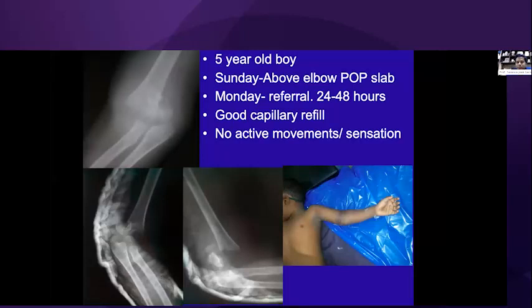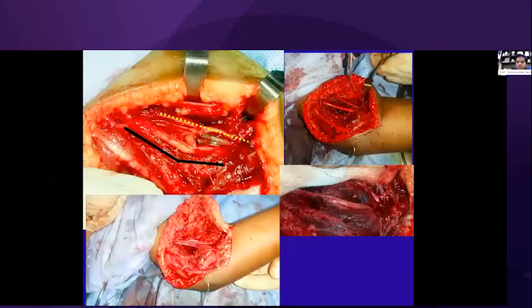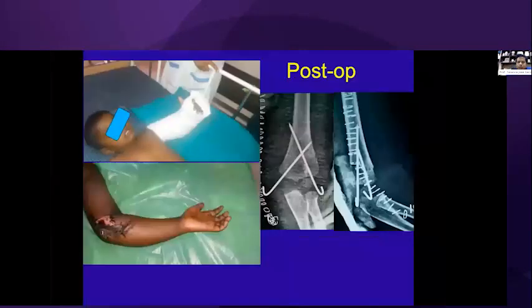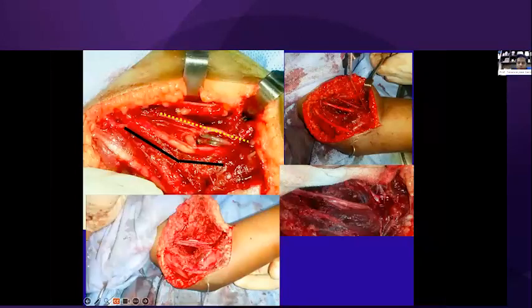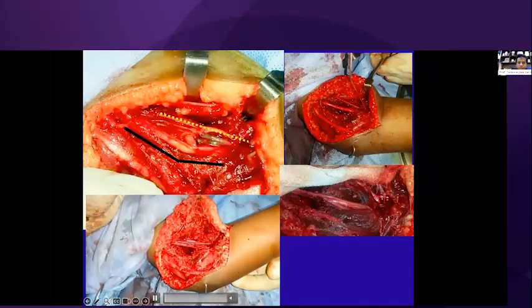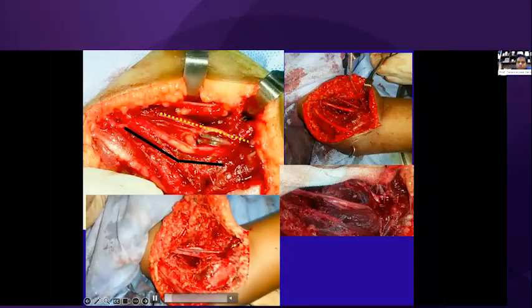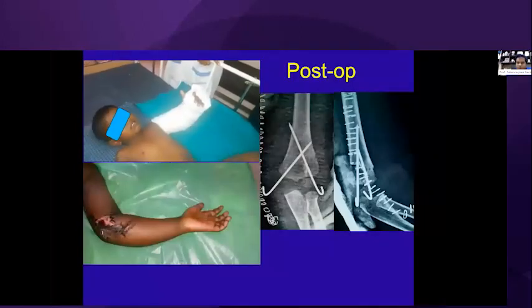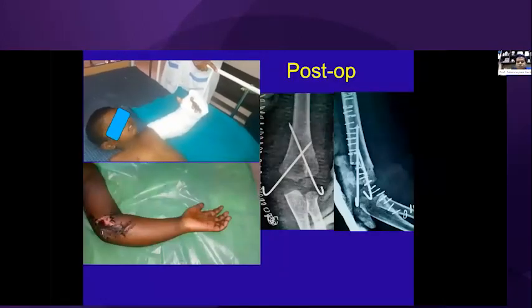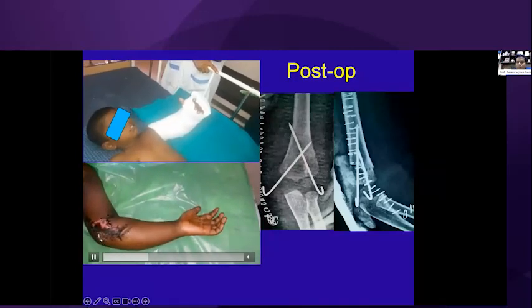This is another patient who had an injury and came to us 24 to 48 hours after the injury, with good capillary refill, but the hand movement was not there. We know that there is a problem with the artery. The brachial artery was injured, and we could do the primary anastomosis. The median nerve was bad, and because of 48 hours from injury, we know that the outcome is not good. The wound won't be so good because we repaired the artery there.